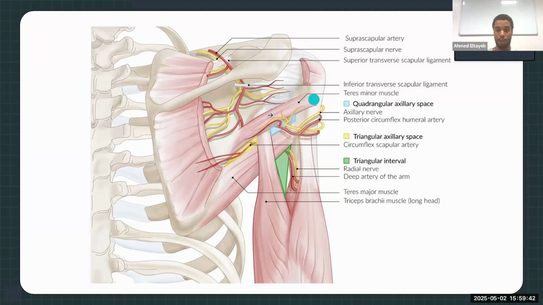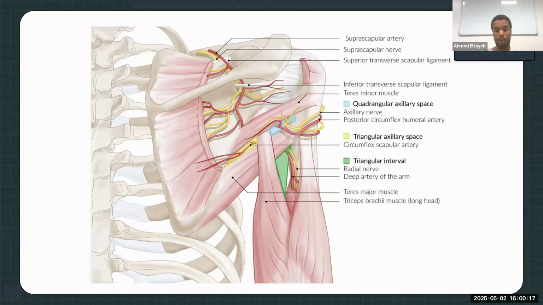The roof of the quadrangular space is the teres minor or the subscapularis. The medial border is the long head of the triceps brachii. The lateral border is the humerus, specifically the bicipital groove of the humerus. And the floor of the quadrangular space is the teres major. Something like this. Okay? And running through the quadrangular space is the axillary nerve and the posterior circumflex humeral artery.